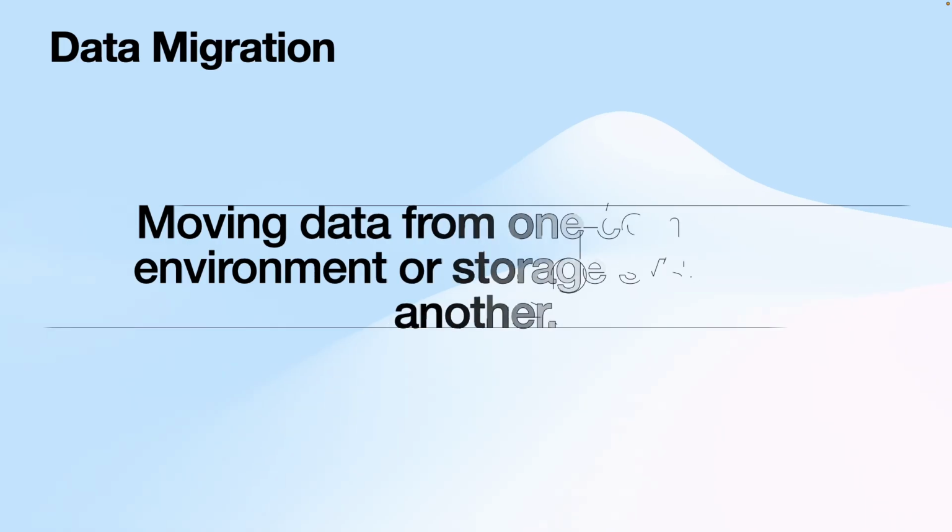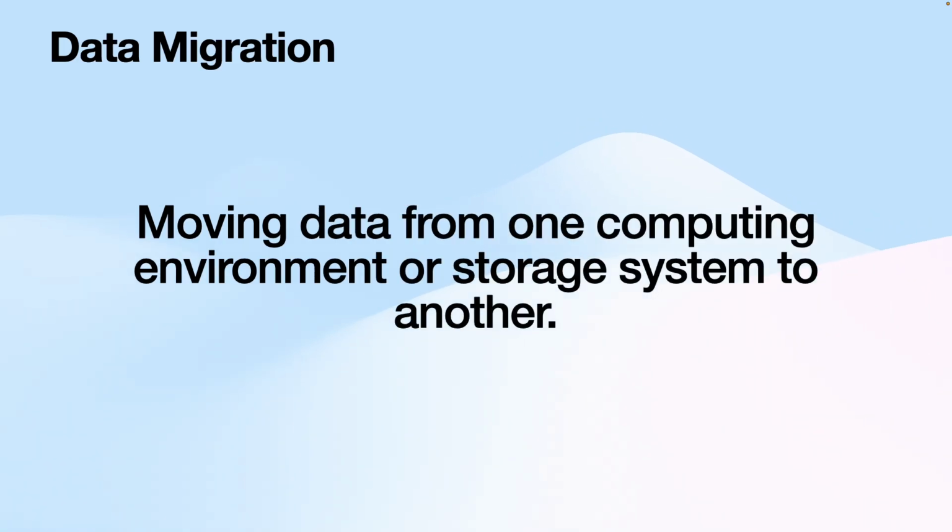Now let's quickly see what data migration is. Data migration is moving data from one computing environment or storage system to another. Organizations collect and store data for analytics. They have to move data between systems for integrated visualization due to technology changes or because they want to move operations to the cloud. Data migration aims to move data efficiently and quickly and avoid disrupting business operations.